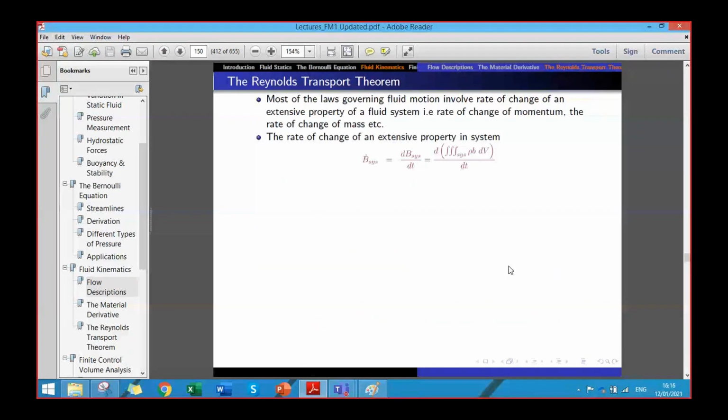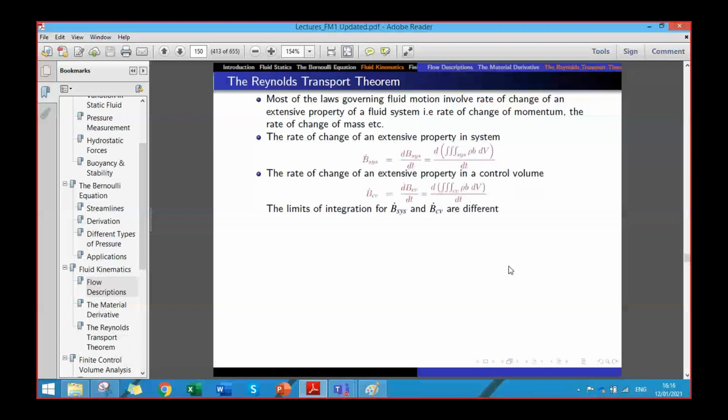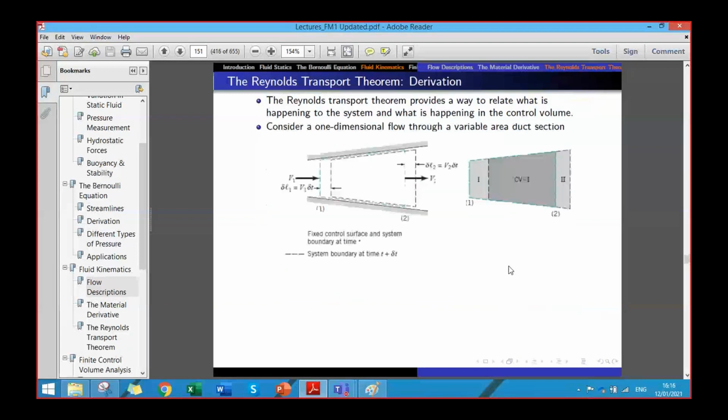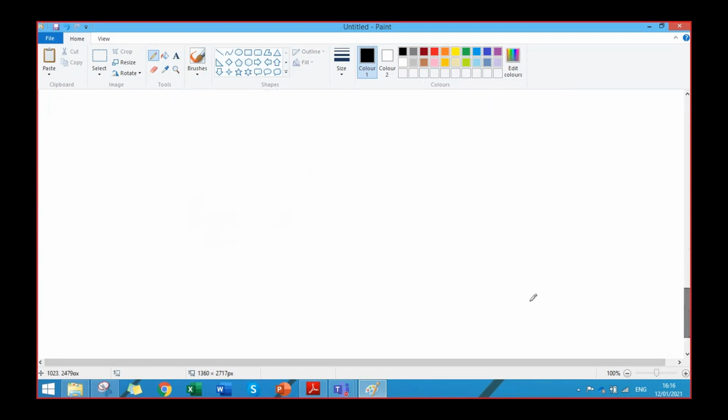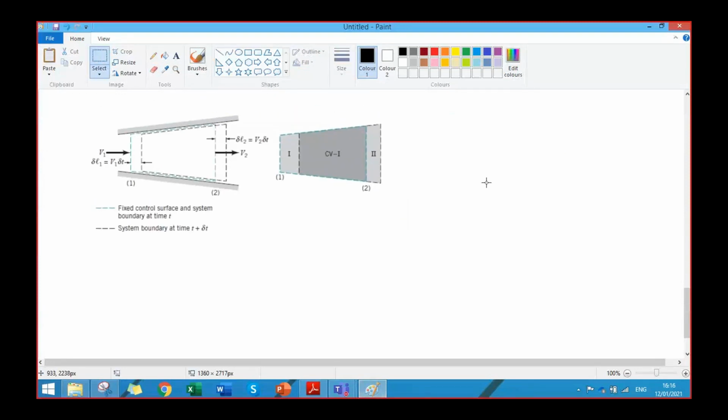So how do we define the relationship between the two? Now we are interested in developing the relationship between these two properties. So what we do is we consider a system and a control volume. Is this figure clear?